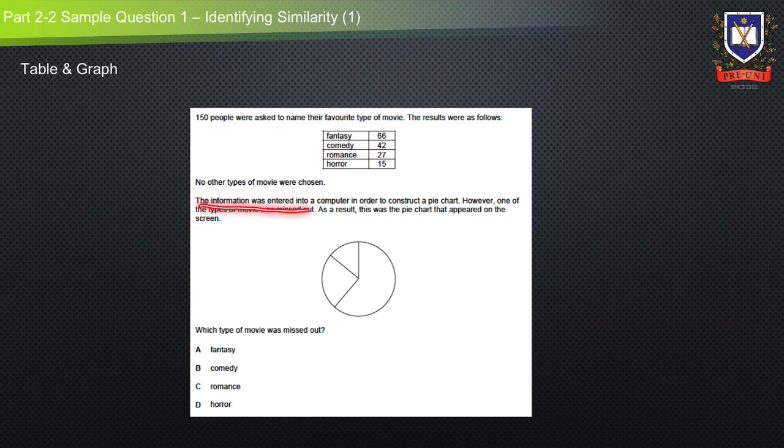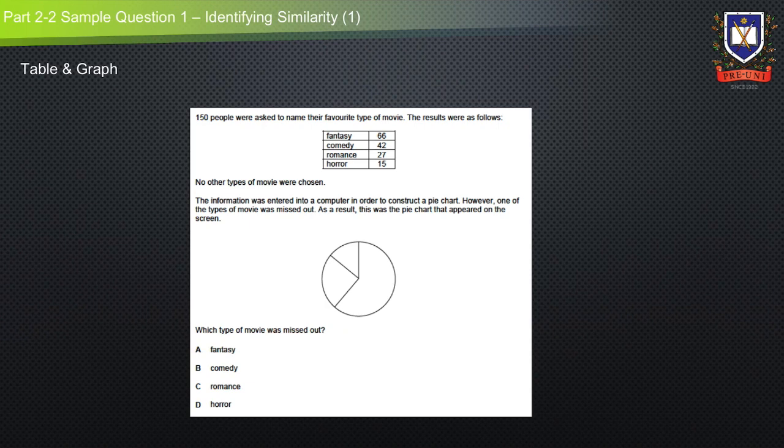The information was entered into a computer in order to construct a pie chart. However, one of the types of movie was missed out. As a result, this was the pie chart that appeared on the screen. Which type of movie was missed out?